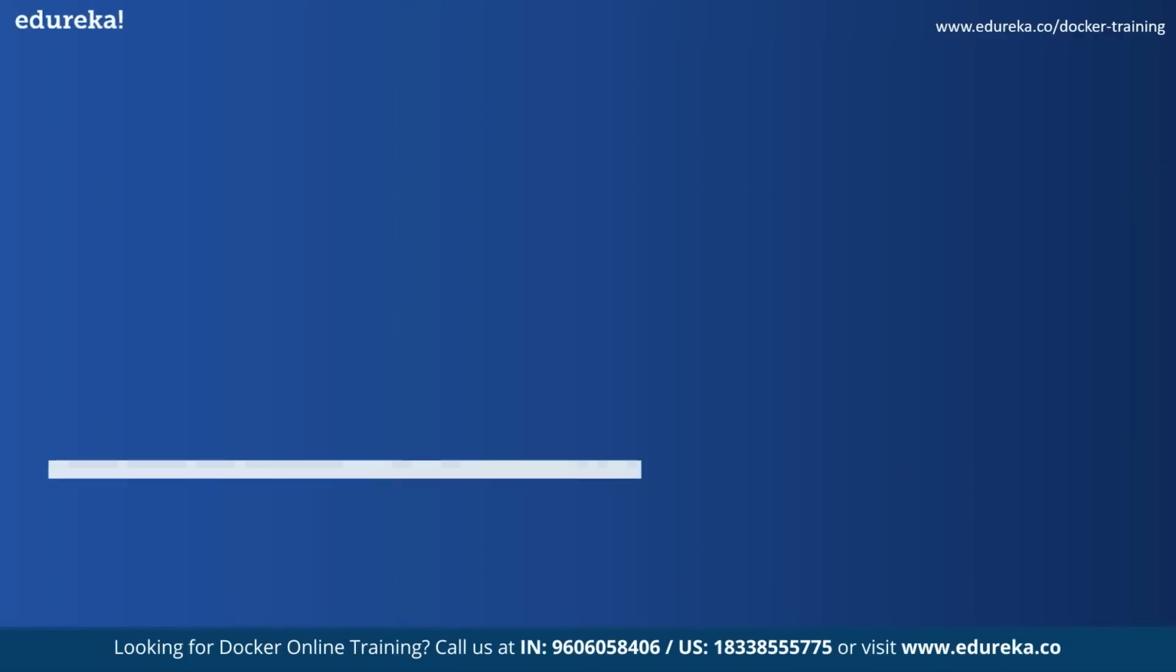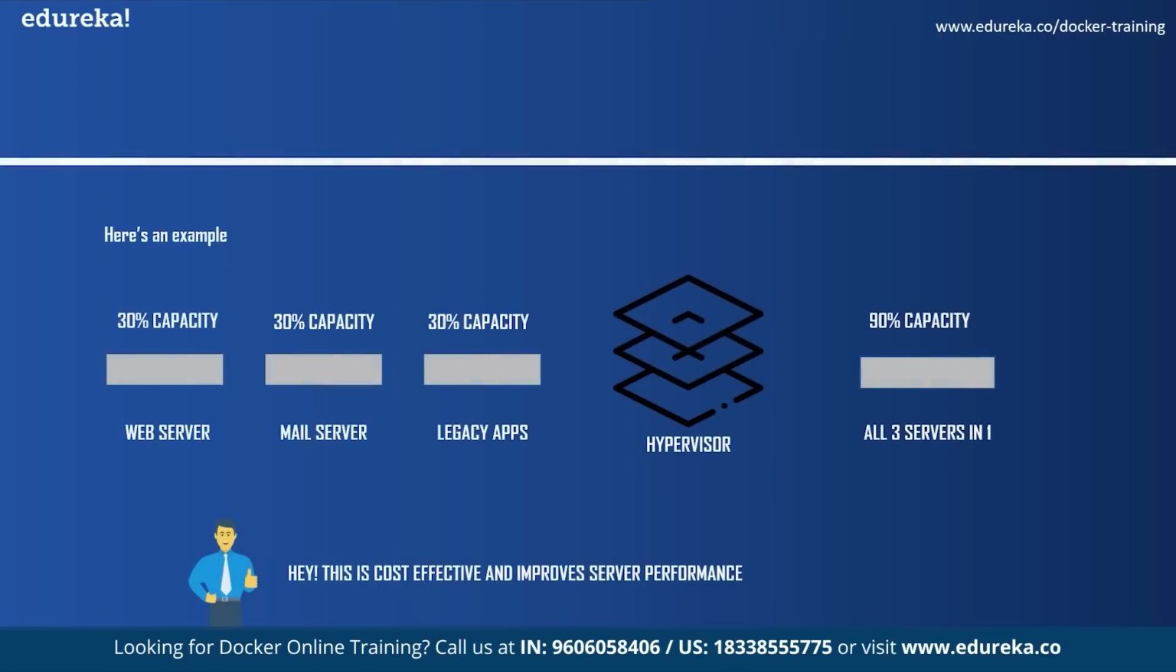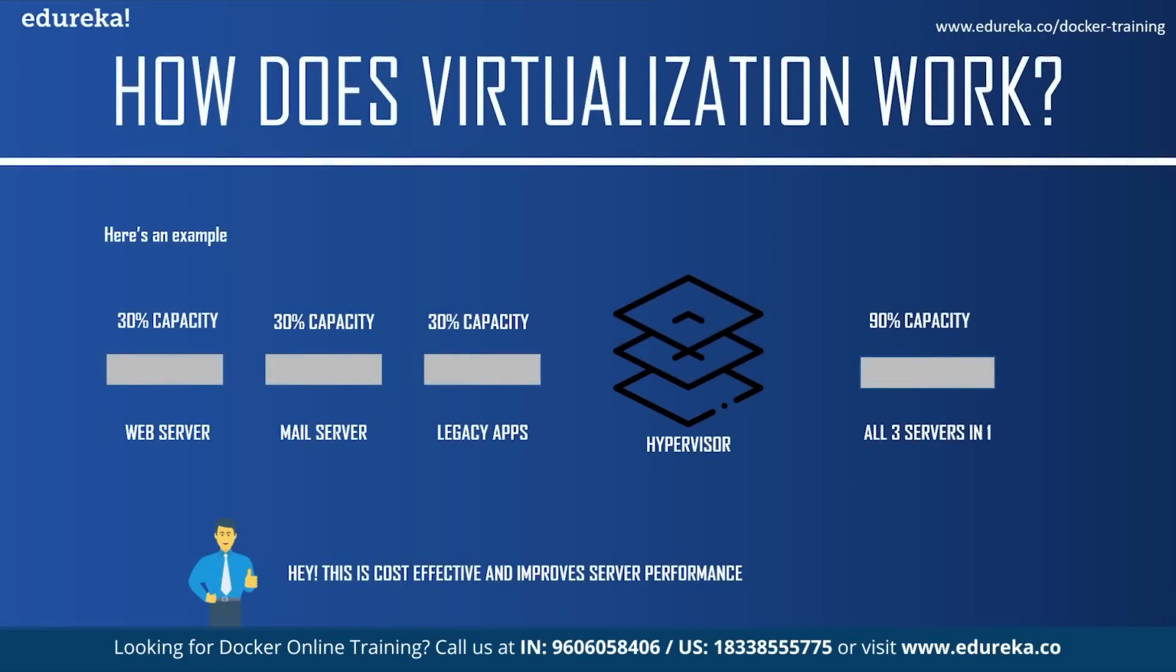Next, we come to how does virtualization work? Here we see an example of server virtualization. What happens when there are three servers? Let's say a web server, a mail server, and a legacy app server. According to you, the legacy app server is a very important server. It contains all your applications and the needs that you have. So there are three servers which are functioning at 30% capacity.